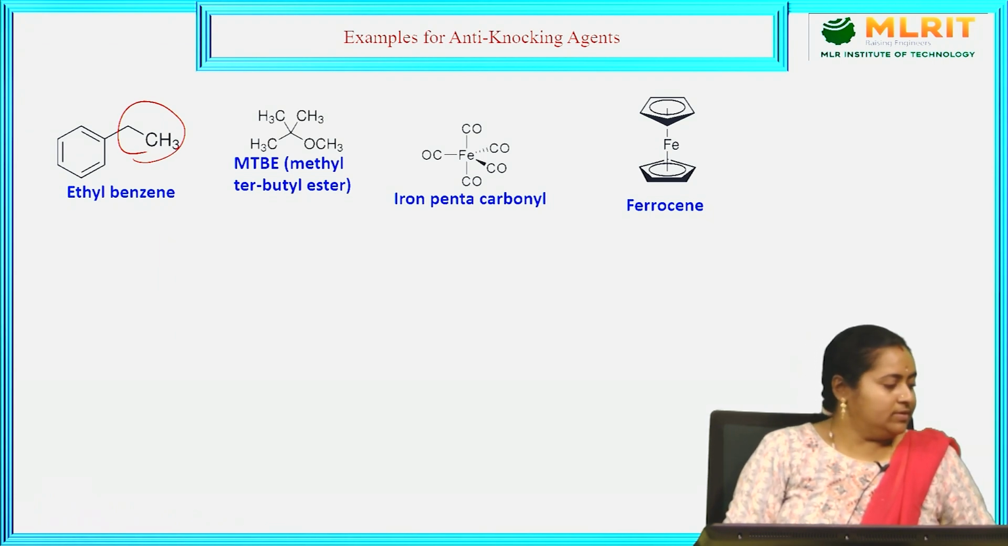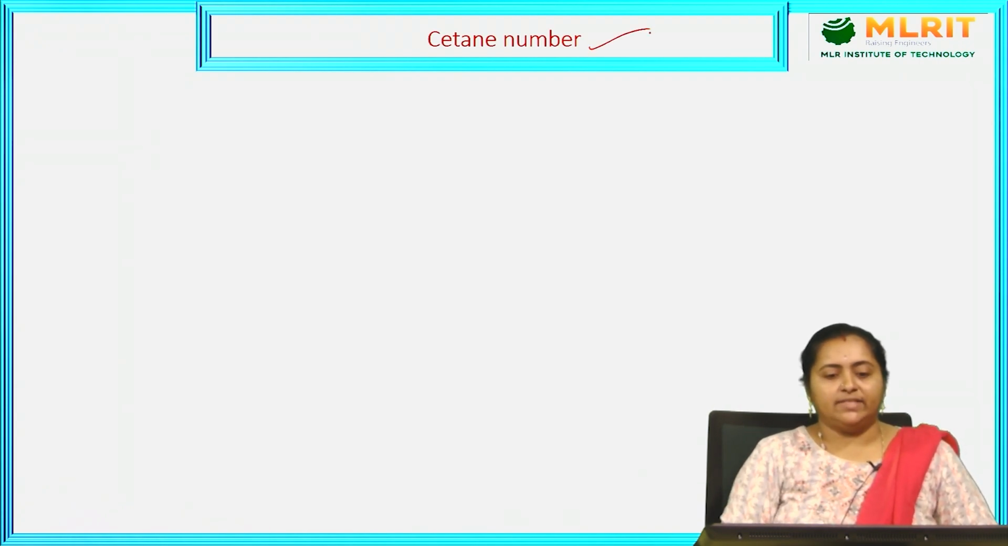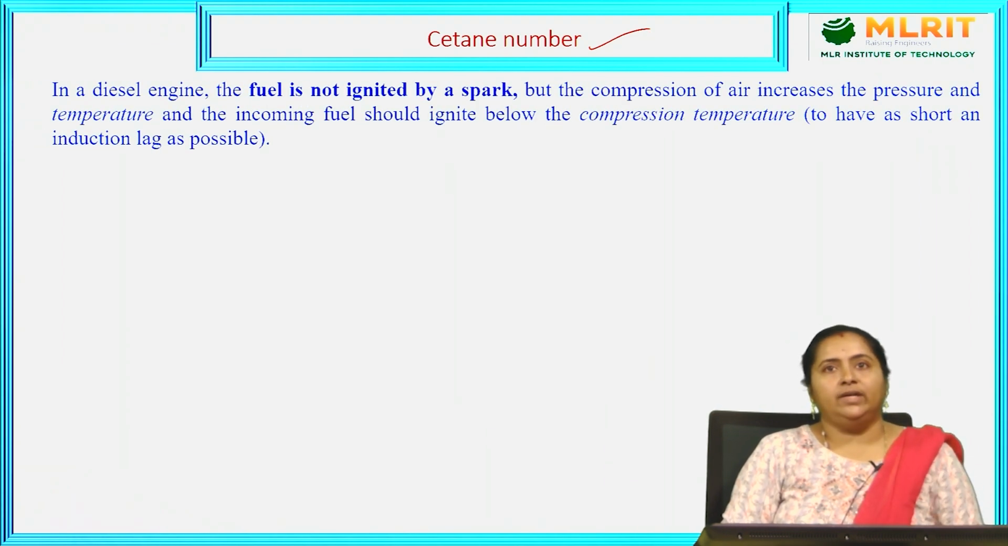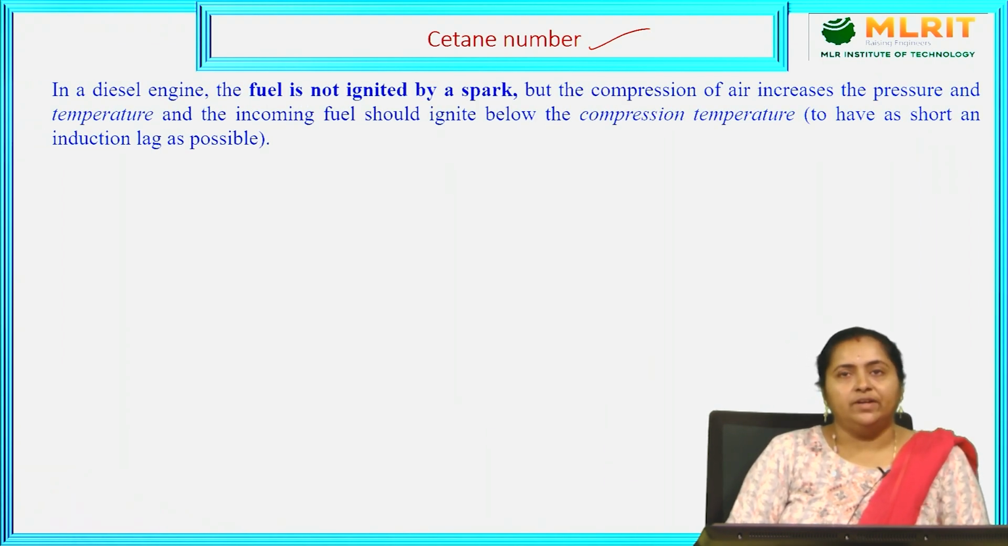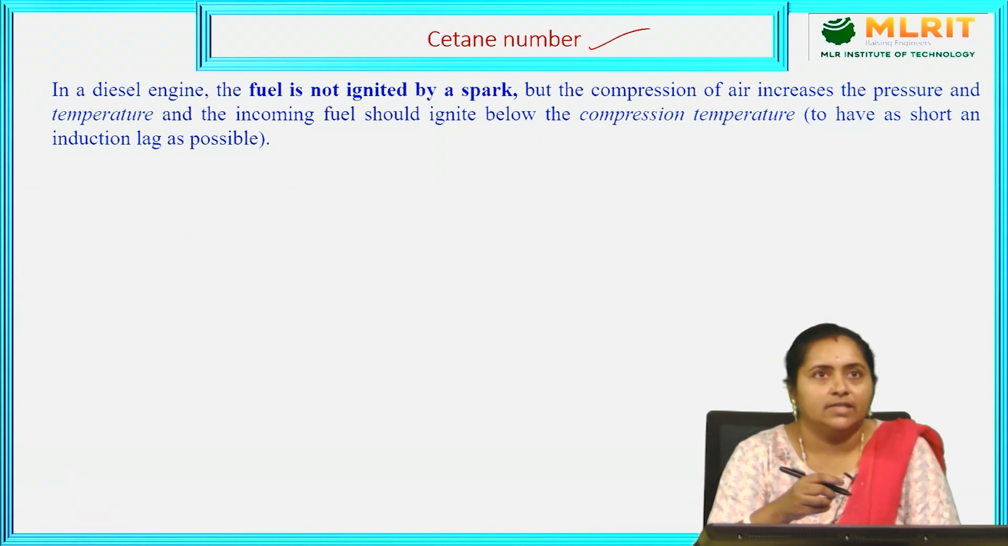Okay. So, let us go with the cetane rating, or cetane number. This cetane number is a measure, or parameter, for knowing the anti-knocking properties of diesel based ICEs, the cetane number or cetane rating.